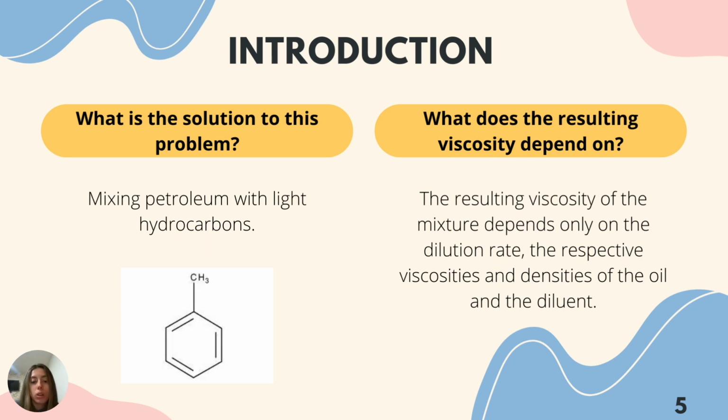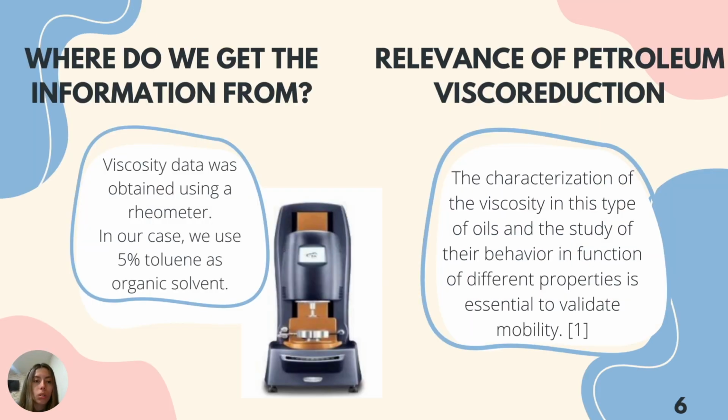Only polar solvents that have a few hydrogen bonds give a significant reduction in the viscosity of the diluted crude. Where do we get the information from? Viscosity data was obtained using a rheometer. In our case, we use 5% of toluene as organic solvent.